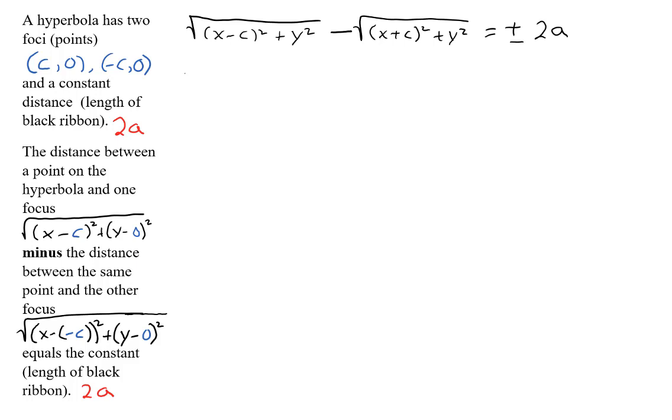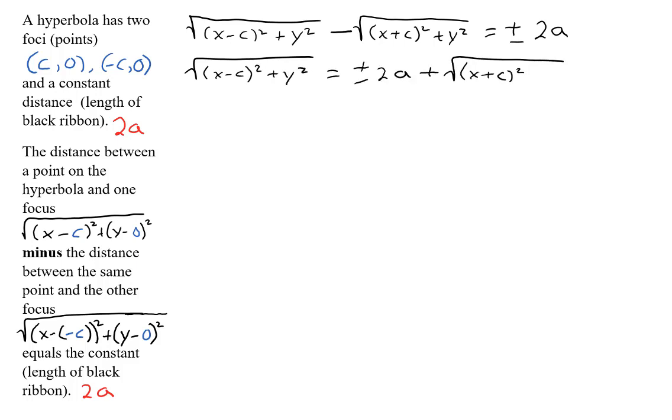To solve this equation, we need one radical alone on one side of the equal sign. So I'm going to add that second radical to both sides. Then we square both sides. On the left, we're just squaring a square root. That cleans up nicely. On the right, we're squaring a binomial.